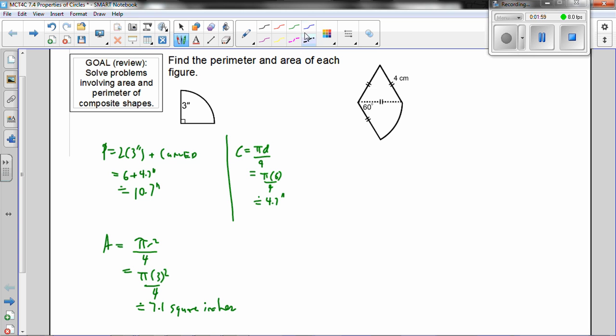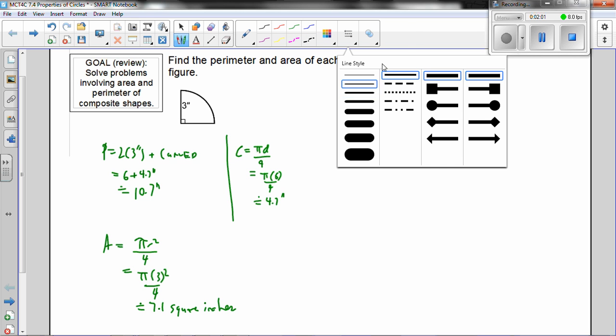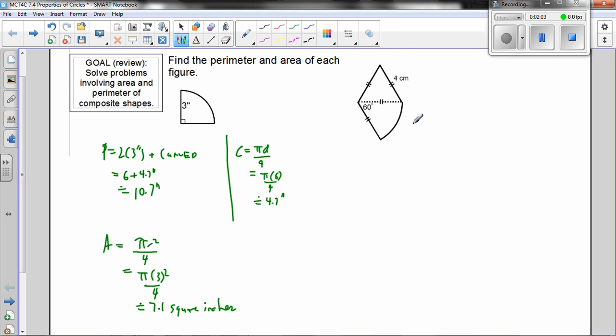No problem, changing color. This one's a harder one. The perimeter isn't so bad. If I'm starting here and walking around the outside, I've got these 3 lengths, right? 3 times 4 plus the curved part. Now the curved part in this one's a little more challenging, because over here I just divided by 4 because it was a quarter of a circle, right?